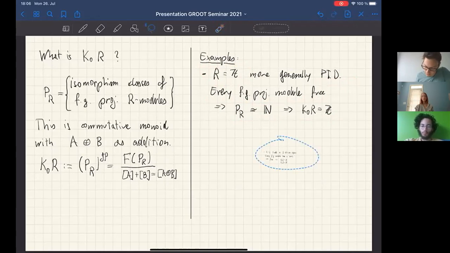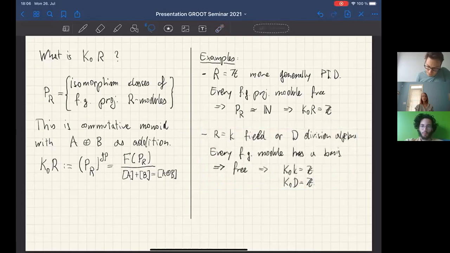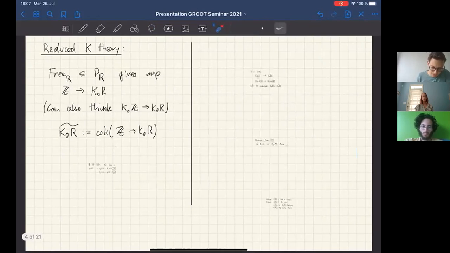Okay, and something similar happens for a different class of examples, which is if R is a field, or more generally a division algebra. Then if you go back to linear algebra, you've learned that every vector space has a basis, and since it has a basis, it's a free module. So therefore, again, you get the integers for the case of a field or division algebra. Okay, so those are sort of simple examples. We'll come to more complex ones later.